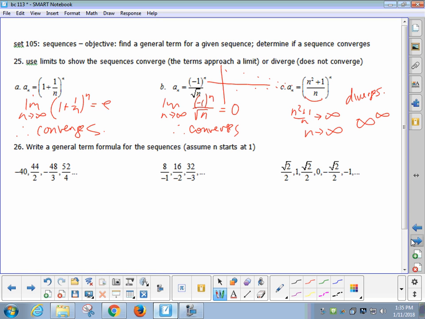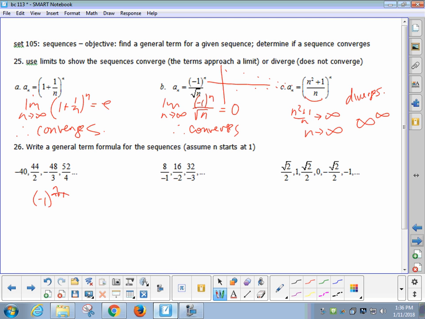This one has an alternating negative. I hope at this point you're starting to understand that if it has an alternating negative, it's one of those two: negative 1 to the n, or to the n plus 1, depending on if you want to start negative or positive. Which one works? N. Okay, so you'd use n.